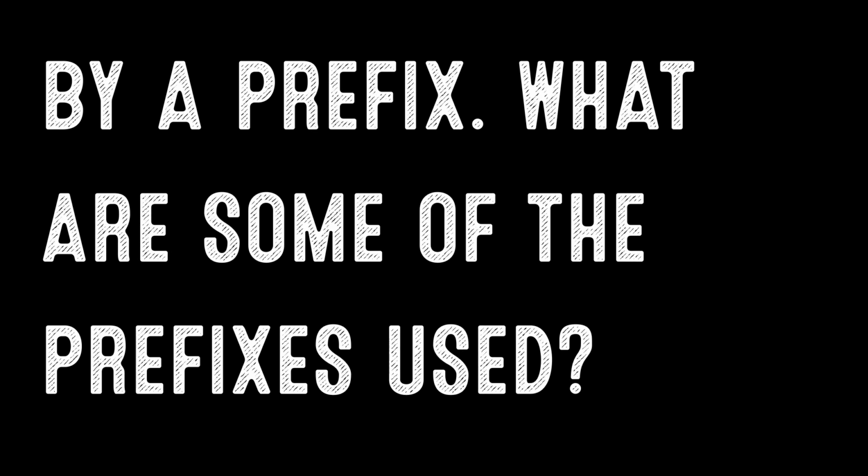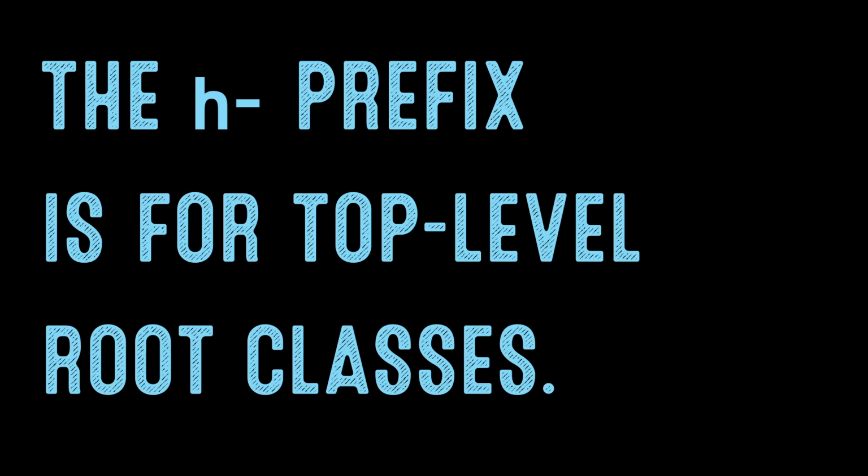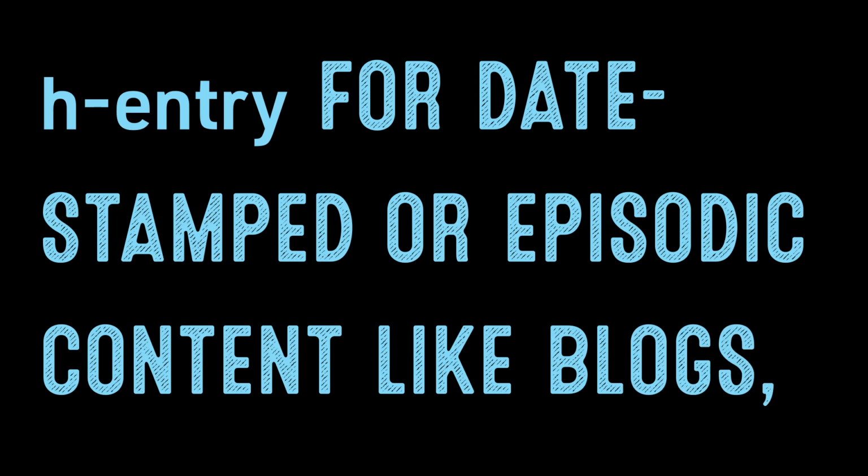What are some of the prefixes used? H, P, U, DT, and E. What are H microformats used for? The H prefix is for top-level root classes, so hcard for a person or organization, hentry for date-stamped or episodic content like blogs, hfeed for a stream of posts.